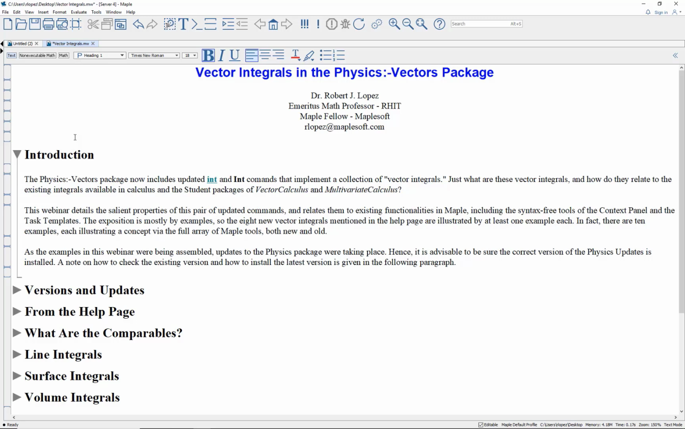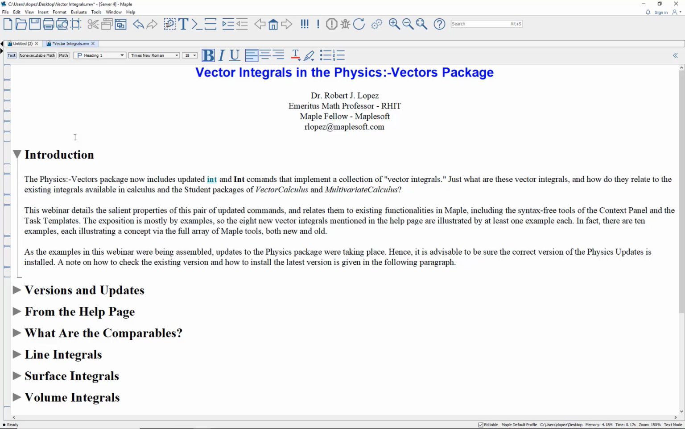And how do they relate to the existing integrals available through basic calculus, and in the student packages, VectorCalculus and MultivariateCalculus? Well, in this webinar, we're going to take a look at what these commands do and relate their functionalities to the existing functionalities in Maple, and show how the existing syntax-free tools in the context panel and task templates apply.